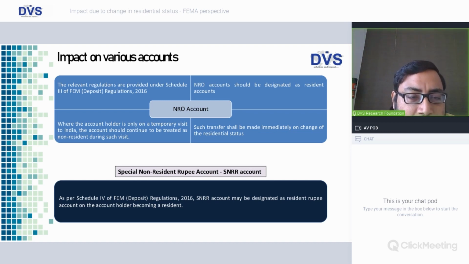Okay. Now coming to the special non-resident rupee account, as per Schedule 4 of the FEMA Deposit Regulations 2016, the SNRR account may be designated as a resident rupee account on the account holder becoming a resident. So here, anyhow, this account itself is in INR.